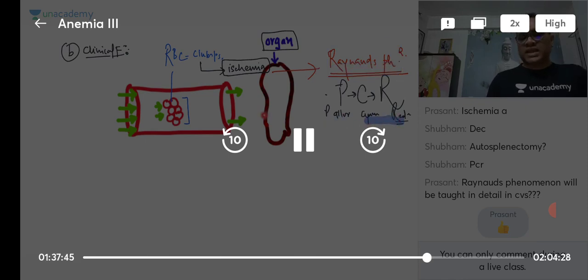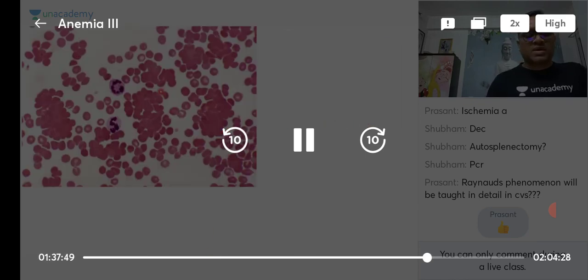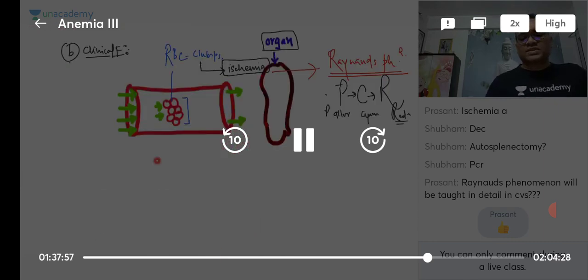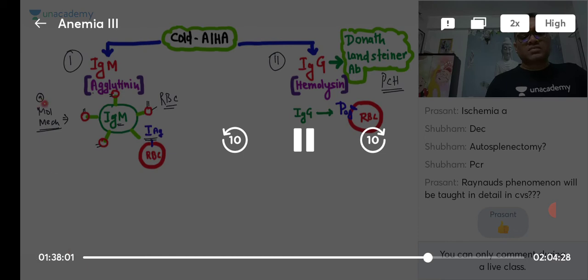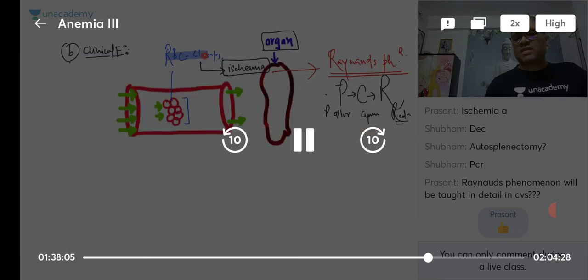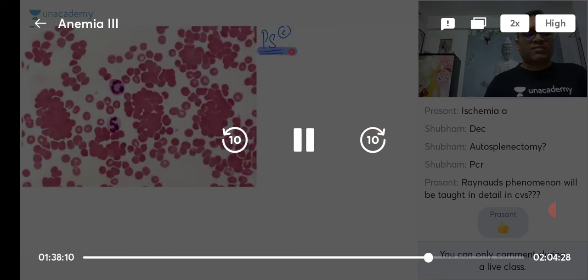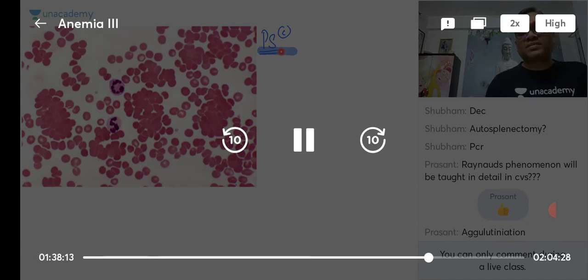Clear? The same thing which I'm showing you here, you will find on the peripheral smear also. Can you see this beautiful peripheral smear? That is what I was telling you. This is the third point. This was B, this was C. Now you can see the beautiful correlation: molecular mechanism, clinical finding, clumps, ischemia, Raynaud's phenomenon, and the peripheral smear finding. What is the peripheral smear finding you can see here? These are all RBC clumps.